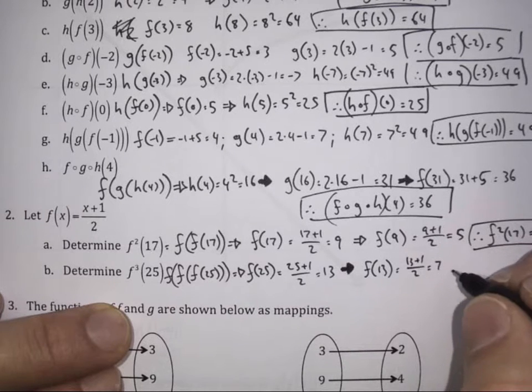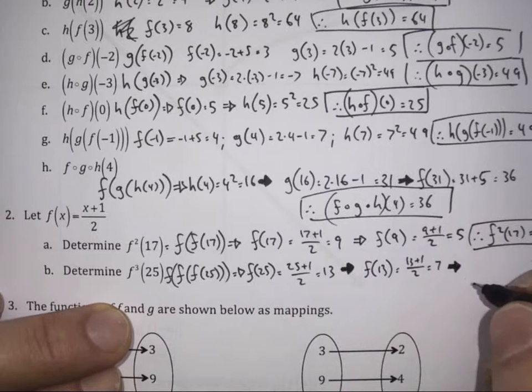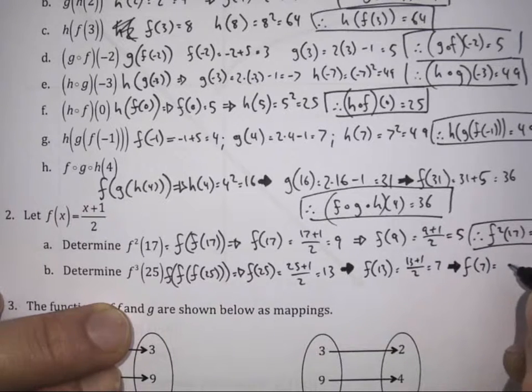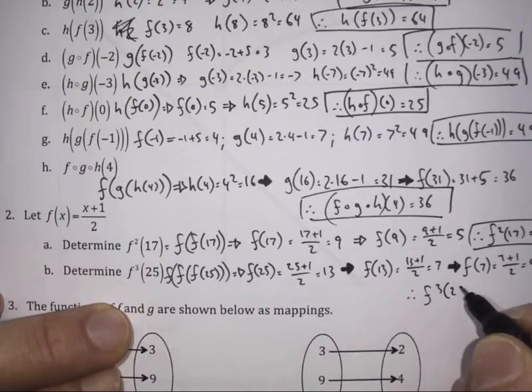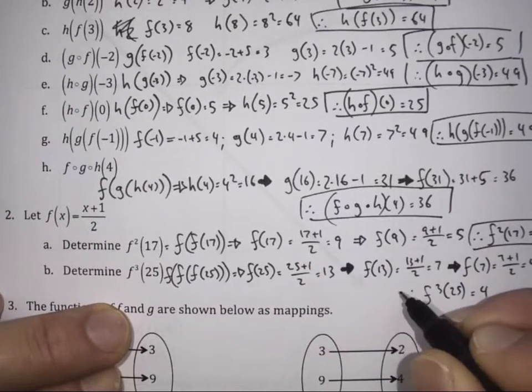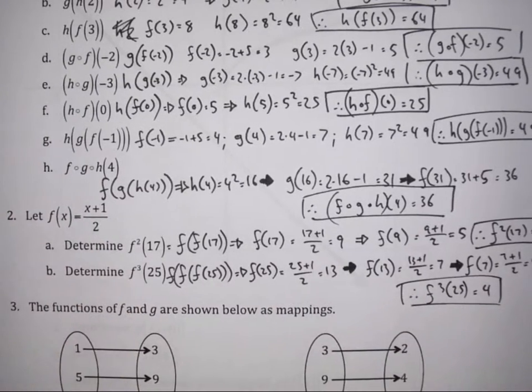And then lastly, I've got to do that one more time and say f of 7 is 7 plus 1 over 2, 8 over 2, which is 4. So therefore, f cubed of 25 is really 4. Funny way of writing 4.